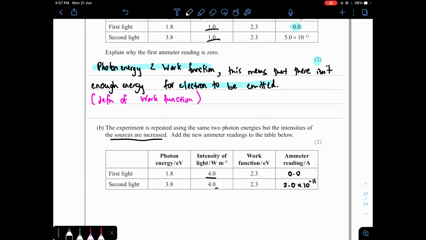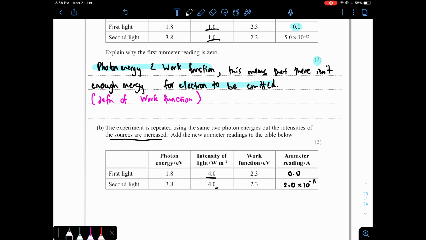It's very important that you stay consistent with the decimal points. If it's 0.0, then you stick with 0.0. If it's 2.3, you stick with one decimal place. So you don't just write 2 times 10 to the power minus 11, you write 2.0. It's a good habit to always remember that.